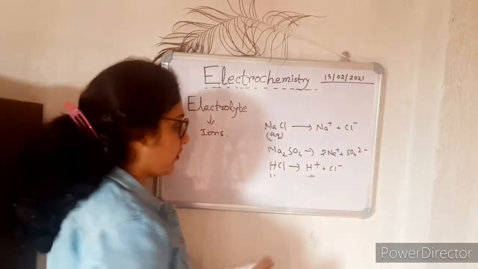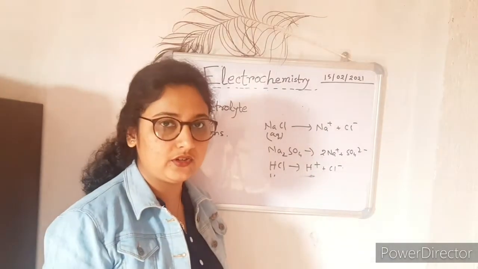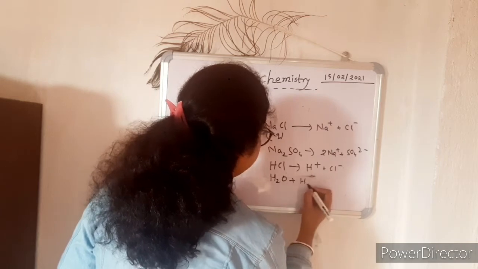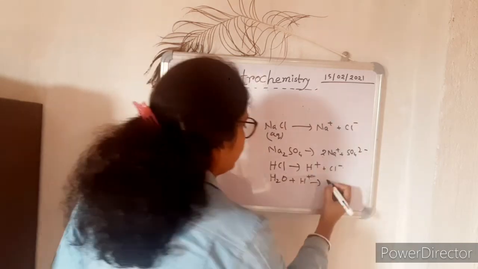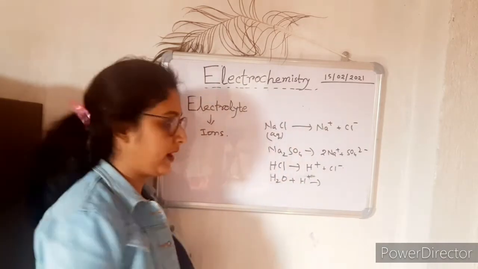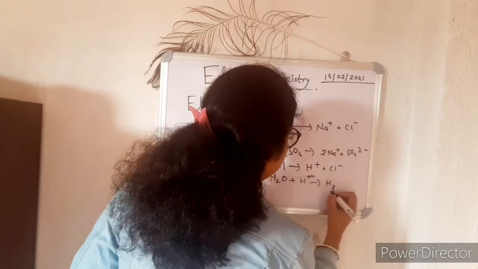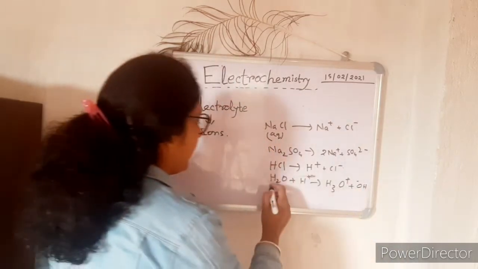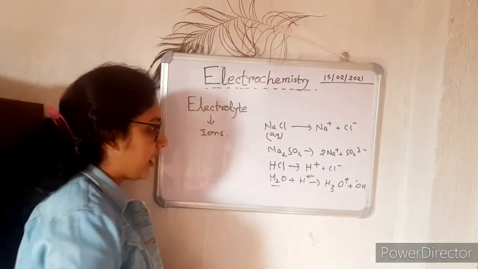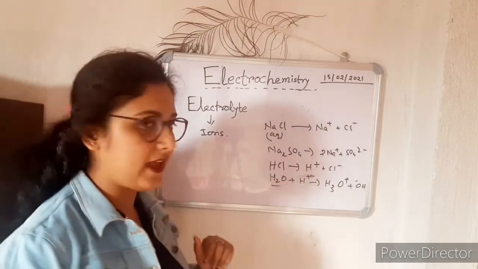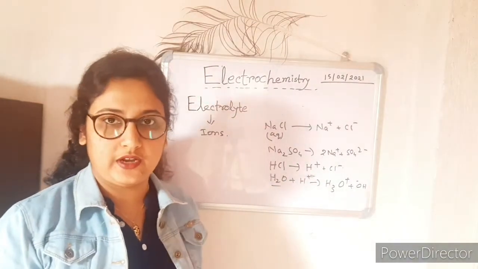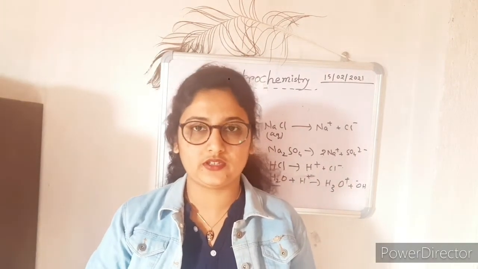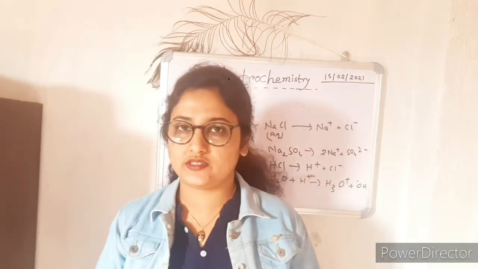Then H2O, that is water. Water also can act as an electrolyte because in the acid medium, this can form H+ and OH-. Or you can write the H+ in terms of H3O+ and OH-. So H2O also can produce ions in the solution state in presence of the acid. So H2O is also an electrolyte. So an electrolyte is nothing but a material which can produce ions in the solution state.